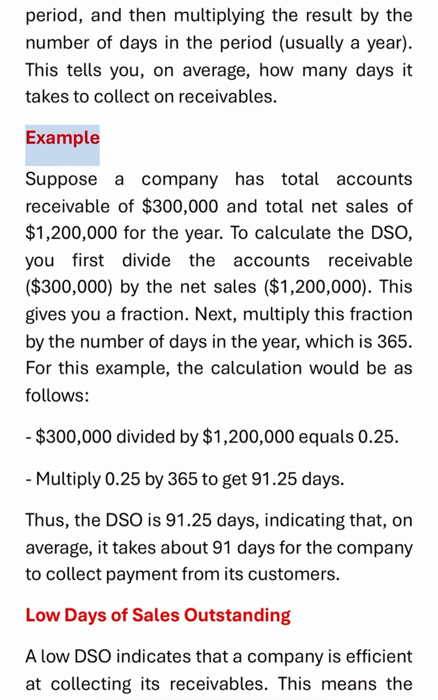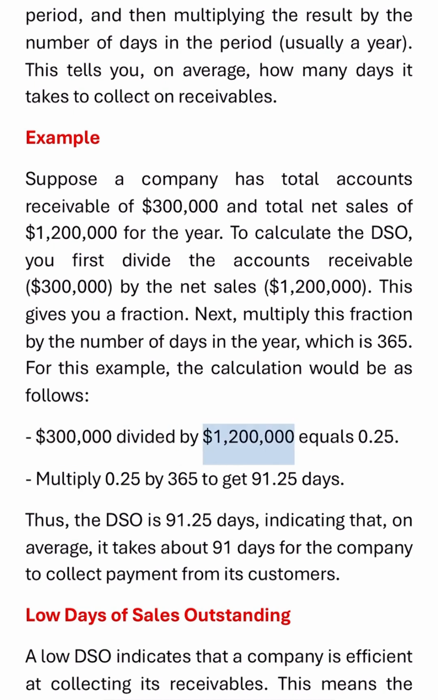Example: Suppose a company has total accounts receivable of $300,000 and total net sales of $1,200,000 for the year. To calculate the DSO, you first divide the accounts receivable, $300,000, by the net sales, $1,200,000. This gives you a fraction. Next, multiply this fraction by the number of days in the year, which is 365. For this example, the calculation would be as follows.